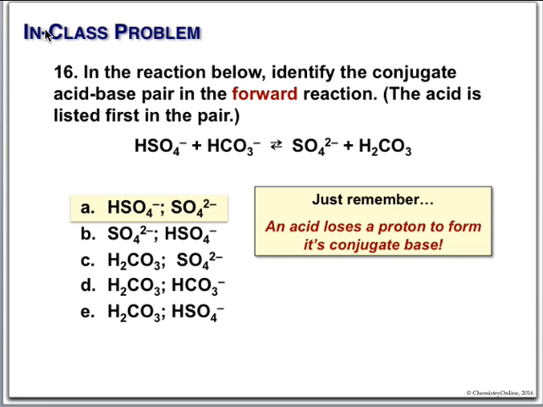An acid loses a proton to form its conjugate base. Proton is positive, so it also loses that positive charge, gains a negative. Loses the proton, forms sulfate, -1 to -2. Any questions?